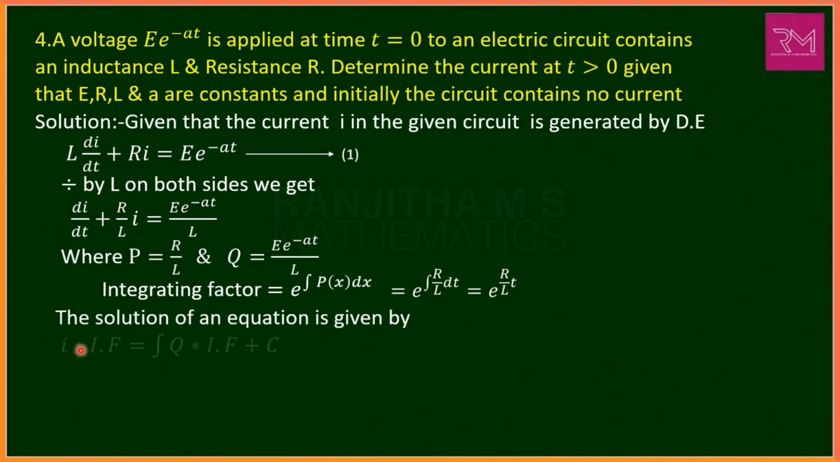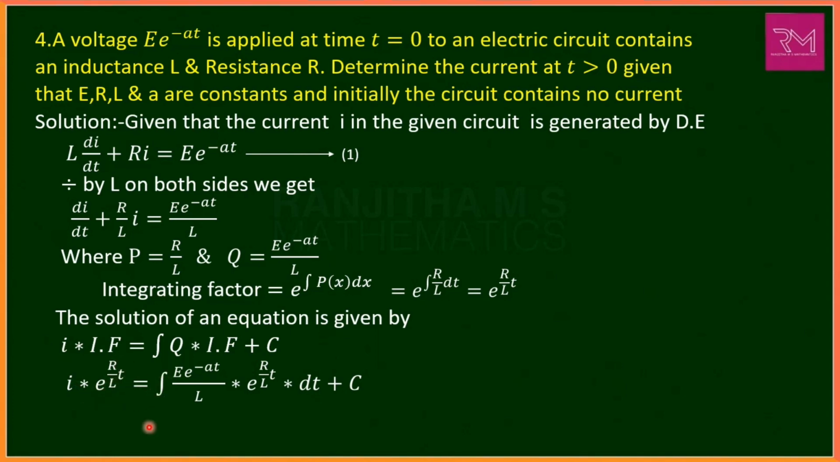Next, the solution of the equation is given by the formula I into integrating factor, which is equal to integral of q into integrating factor plus c. Substituting the integrating factor value and q value, we get I into exponential power r by L into t, which is equal to integral of q, that is E into exponential power minus at divided by L, into integrating factor, exponential power r by L into t, into dt plus c.